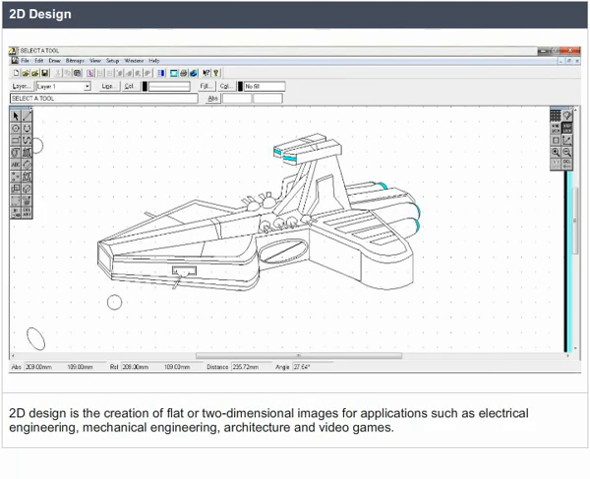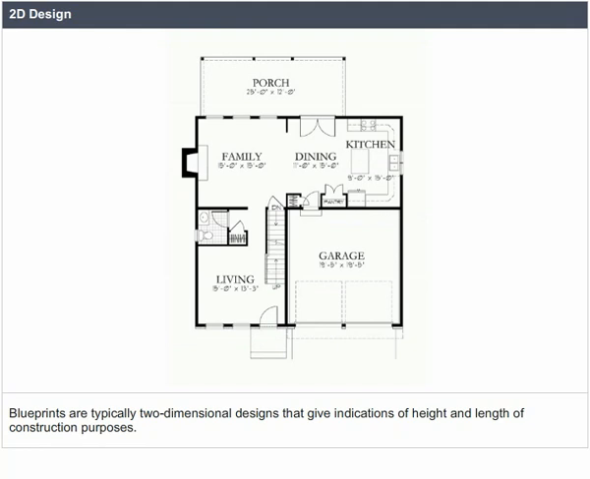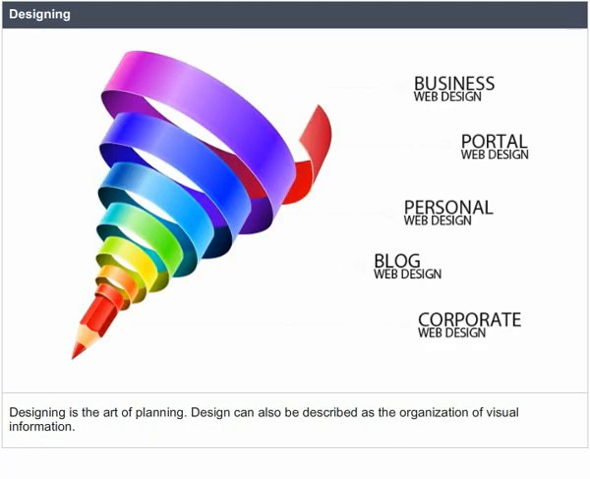2D design. 2D design is the creation of flat or two-dimensional images for applications such as electrical engineering, mechanical engineering, architecture, and video games. Blueprints are typically two-dimensional designs that give indications of height and length for construction purposes. Designing. Designing is the art of planning. Design can also be described as the organization of visual information.